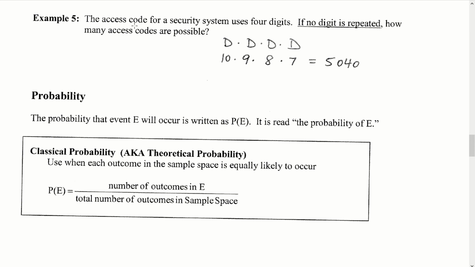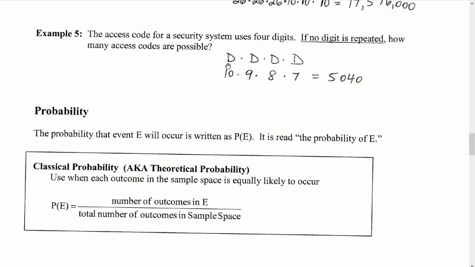In example 5, let's suppose that we're going to be creating a security system that uses 4 digits. So we have a 4-digit punch code, and they say that no digit can be repeated. If you use a digit in one of the spots, it cannot be used anywhere else in the code. The question is, how many different passcodes are possible? Well, once again, if we schematically draw this out, we're going to do digit, digit, digit, digit. So we have 4 different digits that we need to choose altogether. Let's start to create our passcode.